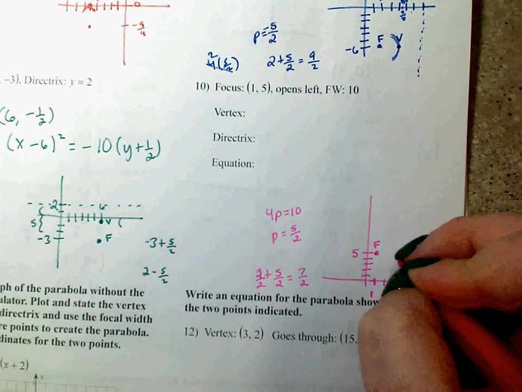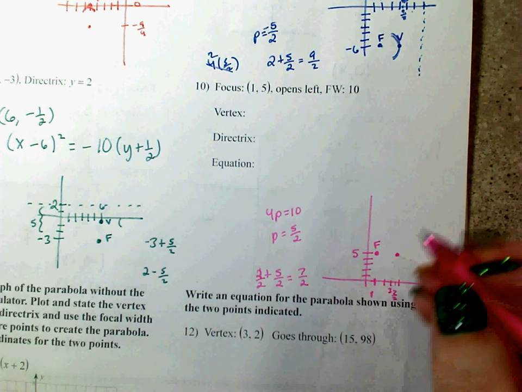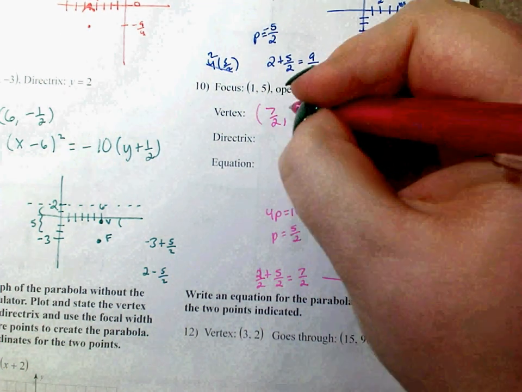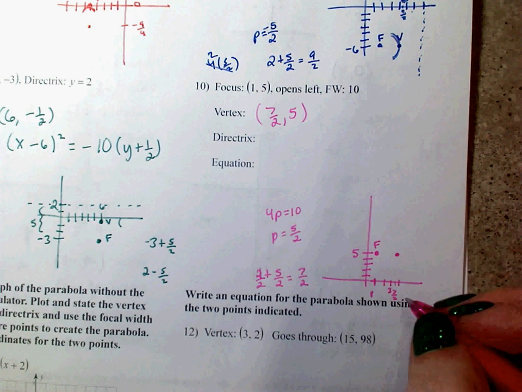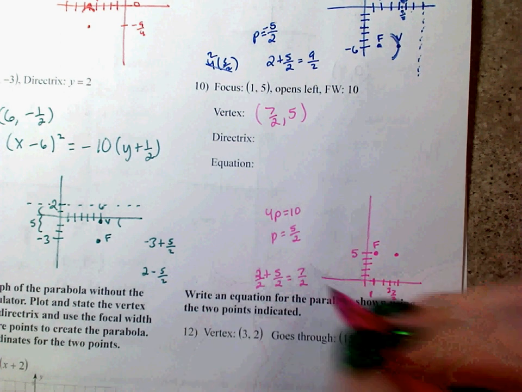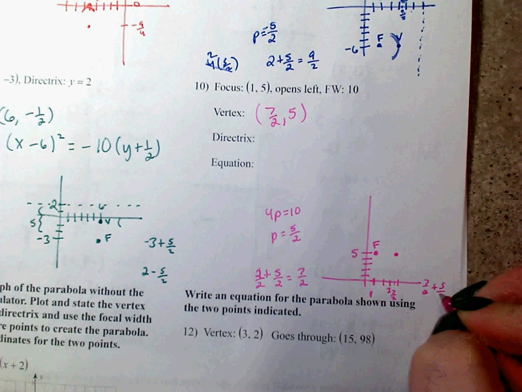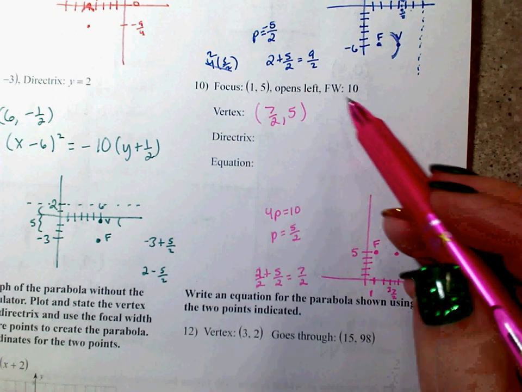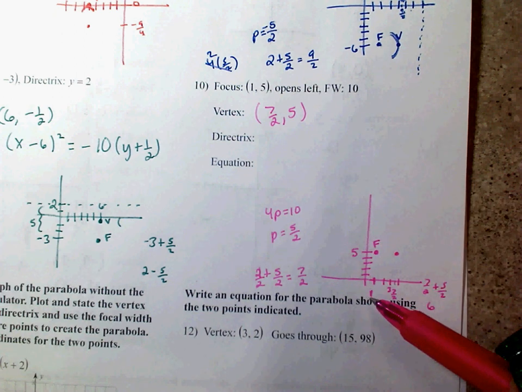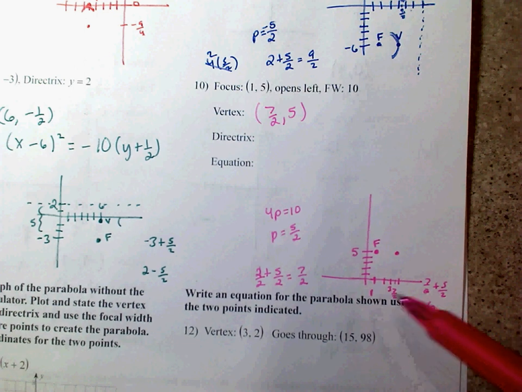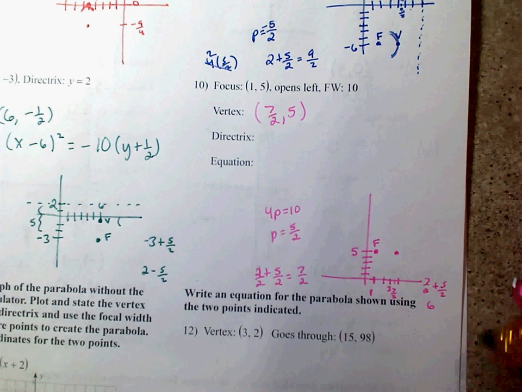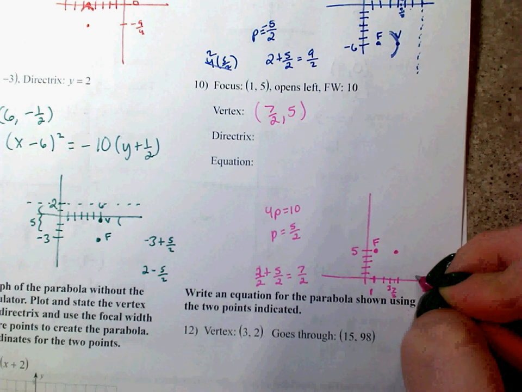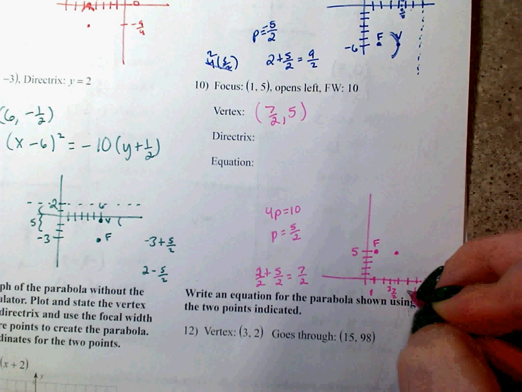I'll go ahead and write that down. The vertex is at (7 halves, 5), same y value. And then to get the directrix, you would add another 5 halves. So 7 halves plus 5 halves gives you 12 halves, which gives you 6. So to get there, I go to 6. And that is a vertical line, x equals 6.